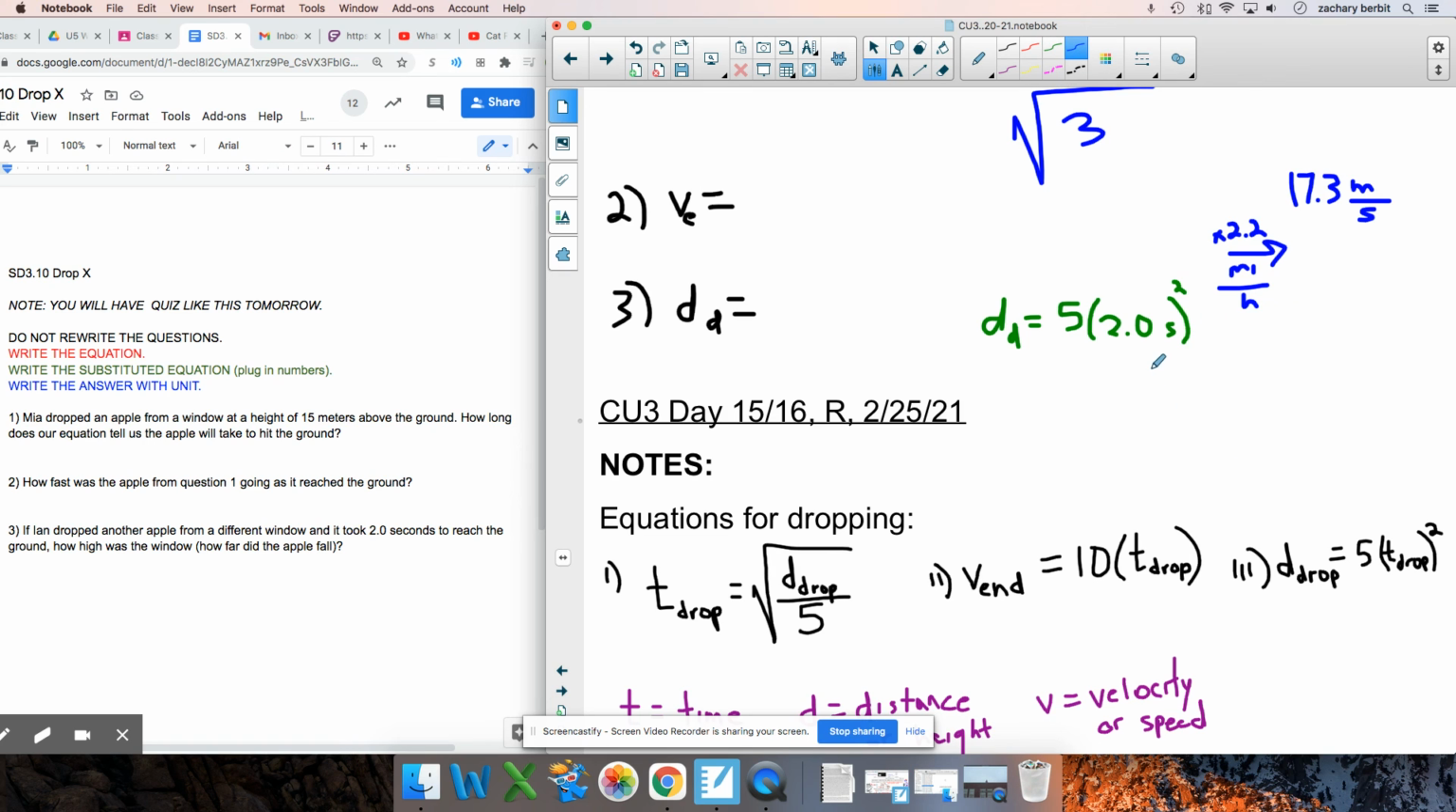And now in this one, the math is actually a little easier. 2 squared gives you 4. You can do it in your calculator if you want. And then 4 times 5 is 20. So this should finally give you a distance to drop. Ian's window was not at 15 meters as Mia's was. Ian's window was all the way up at 20 meters.